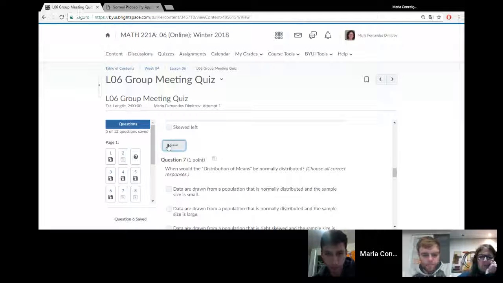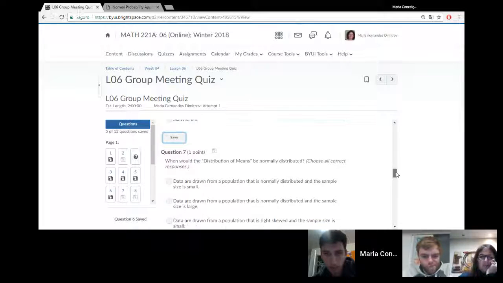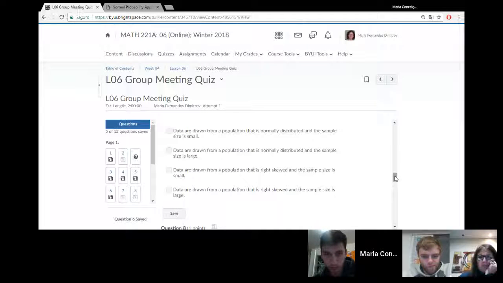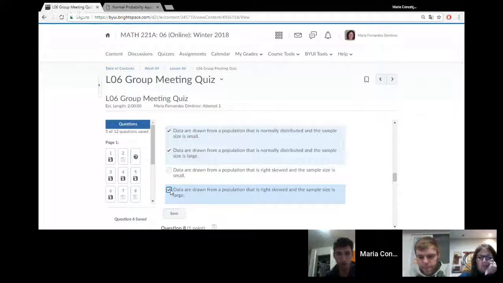When should the distribution of means be a normal distribution? Choose all correct responses. Data are drawn from a population that is normal distribution and sample size is small. This is correct. Data are drawn from a population that is normal distribution and sample size is large. Is that correct? That's what I was thinking. Does anyone disagree? No, I agree. That's right.